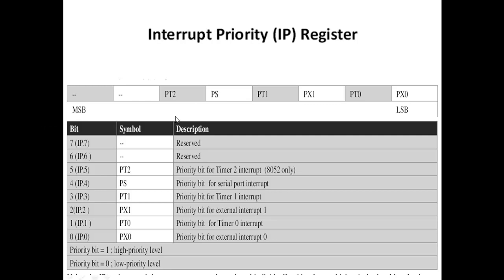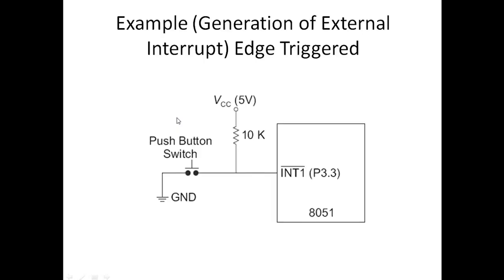Now one more thing. Suppose we are talking about the external interrupts. Those external interrupts can be level triggered or edge triggered, and for that we have particular bits in our timer control register, known as TCON. If you enable those TCON bits to be 1, they become edge triggered, and if we disable those corresponding TCON bits, they become level triggered.